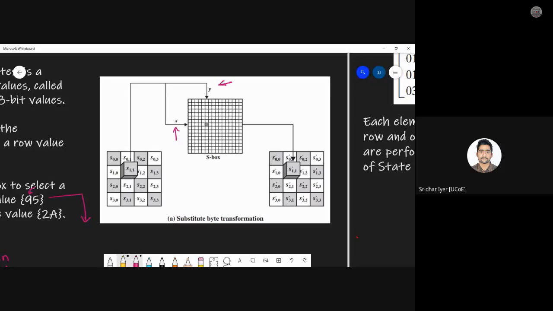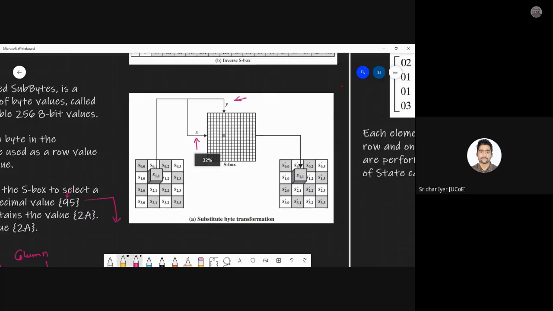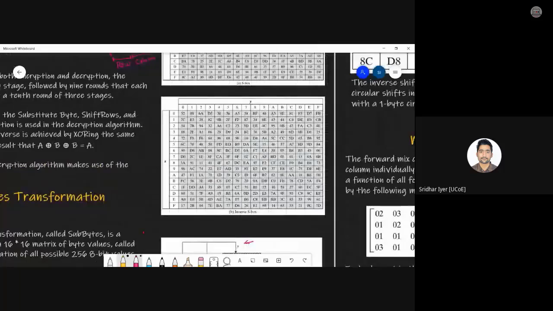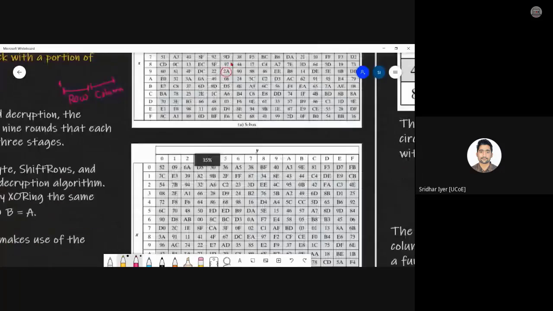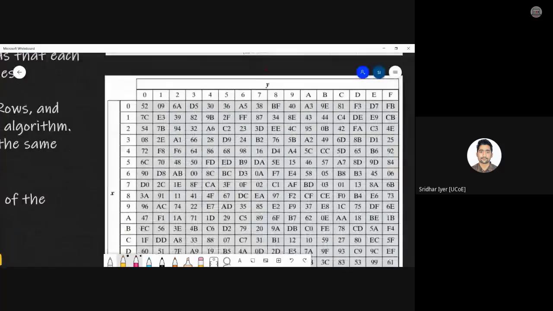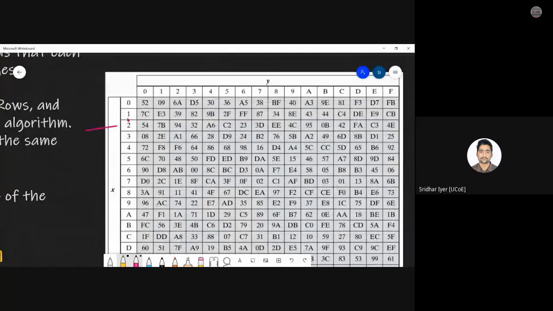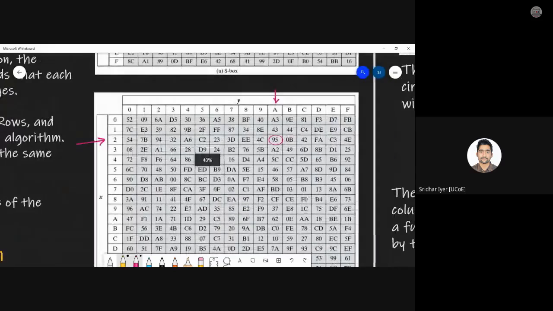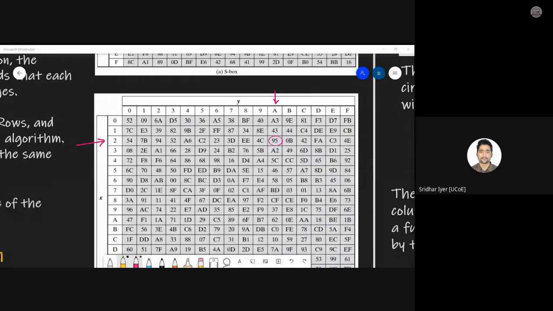Fine. Now, how is the reverse, or decryption, done? Decryption is again the same, but it uses an inverse S box. As you can see, you got an output of 2A, right? So you need to check 2A over here. That is your second row and your A column. What is the value at the intersection? It is 95. Isn't it the same? Yes or no? Fine. So the inverse is exactly the same. You will have inverse S boxes as compared to a regular S box.